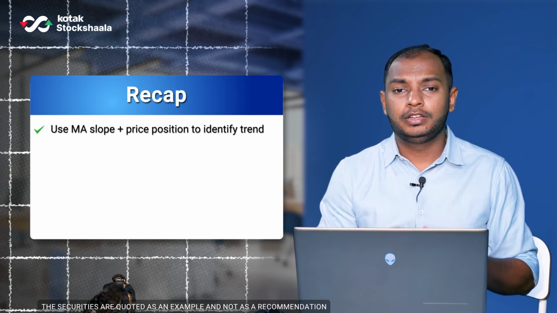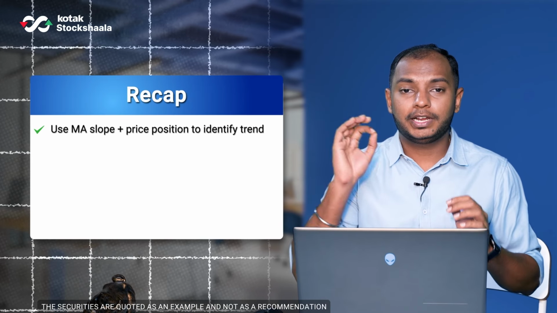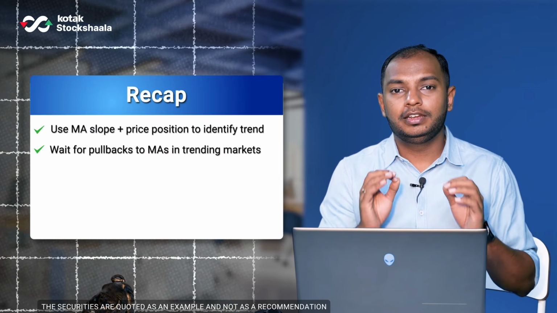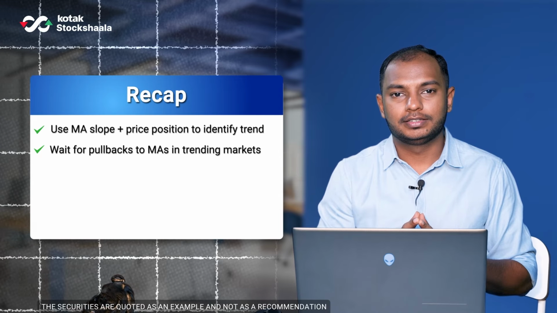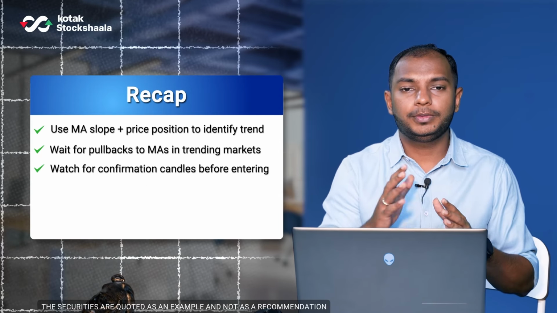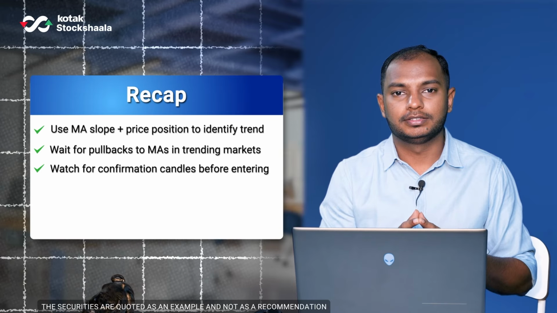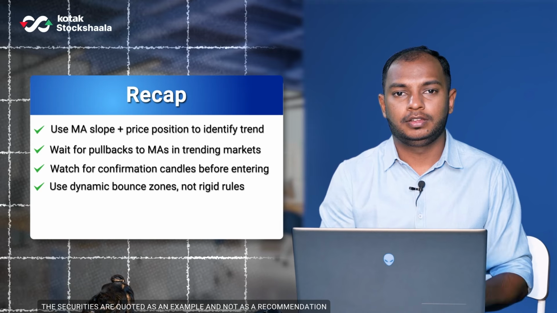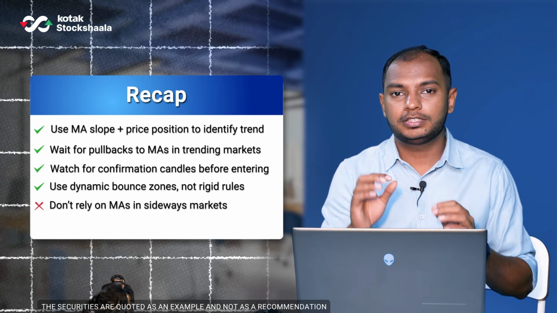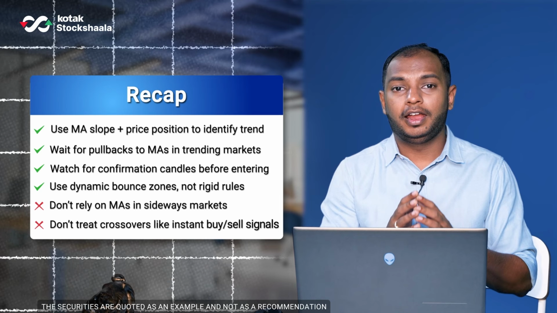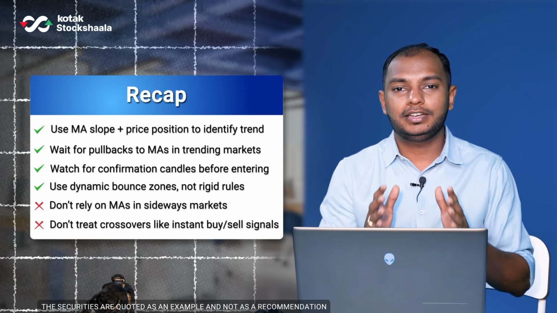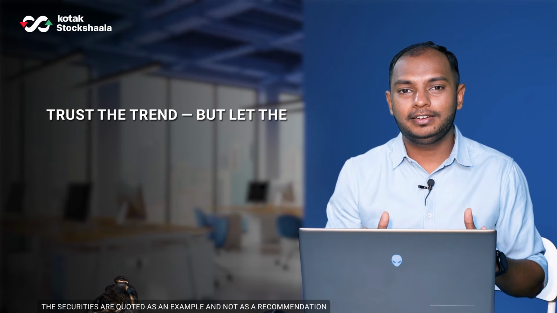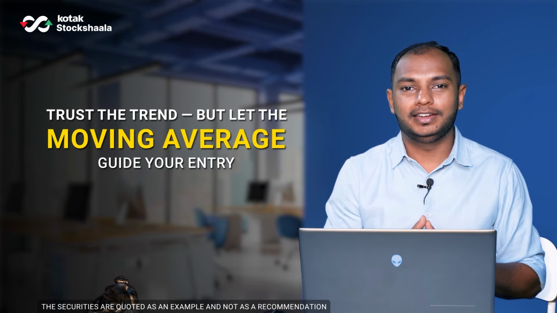So let's wrap it up. Use moving average slope plus price position to identify the trend. Wait for pullbacks in trending markets to get entries. You can also watch for confirmation candles for your entries. Use dynamic bounce zones, not rigid lines. And don't rely on moving averages during sideways markets. And don't treat crossovers like instant buy or sell signals, as often they come later. Trust the trend, but let the moving averages guide your entry.